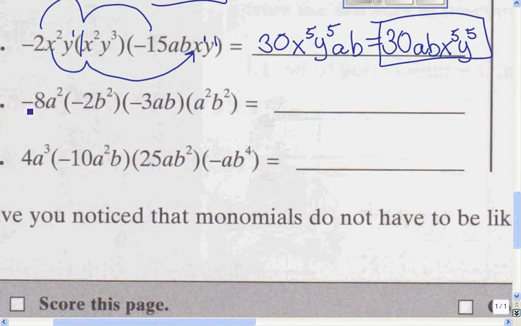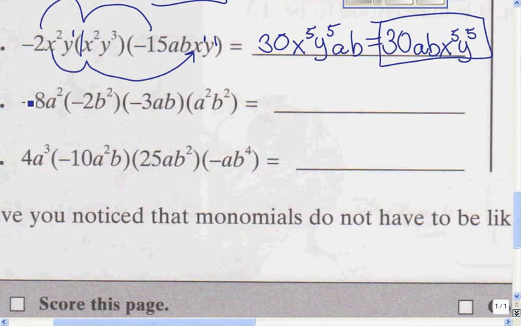Okay, here we've got an odd number of negative signs. 1, 2, 3. 3 is an odd number. So I know my answer is going to be negative. Once I know my sign, I move on to try to figure out my numbers. I've got 8 times 2 is 16. 16 times 3 is 48. So my number is going to be 48.